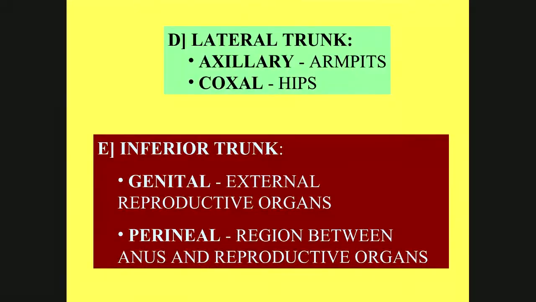Now, the axillary region of your body is your armpits. And in fact, knowing these words helps because the artery that's in there and also the vein are called axillary. You have the axillary artery that goes from your chest into your arms, right at your armpit. The word coxal always refers to your hips. Obviously, genital is the external reproductive organs. We know that word. And perineal is the region between your anus and your reproductive organs, right between your legs.